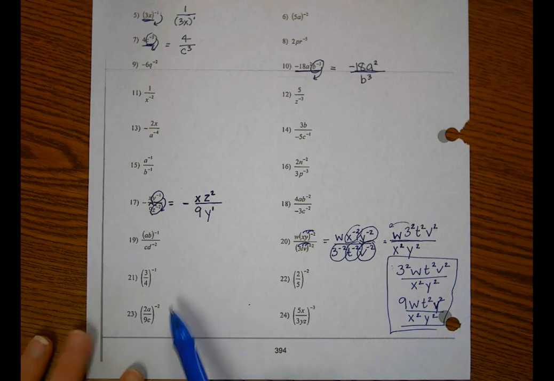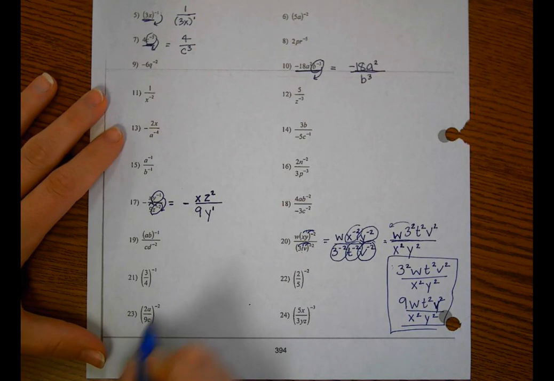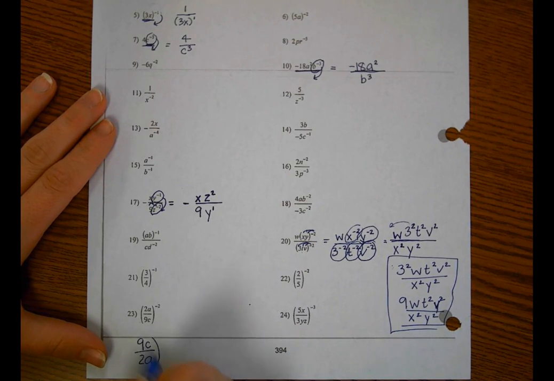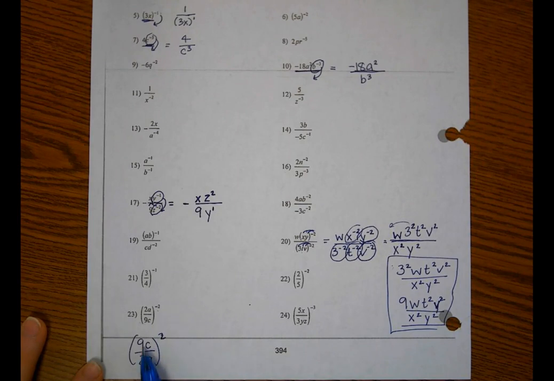In the case of these bottom ones, where everything is being raised to the negative power, it's kind of up to you. You could flip the fraction first. Since it's all negative, I could write this as 9c over 2a to the second. That way I turned that negative, I flipped both of them over to make this positive.